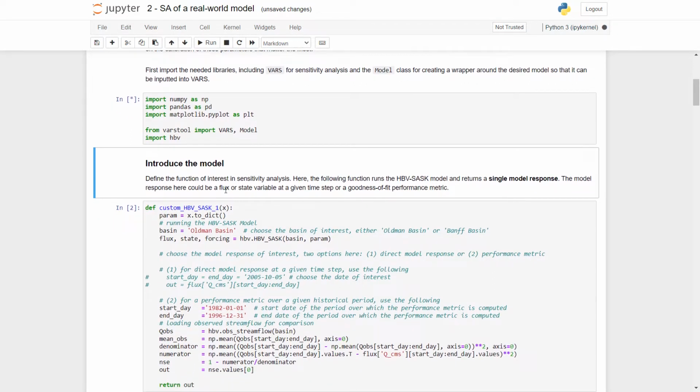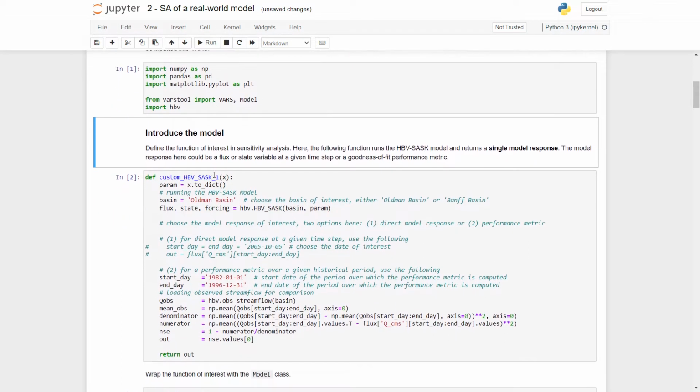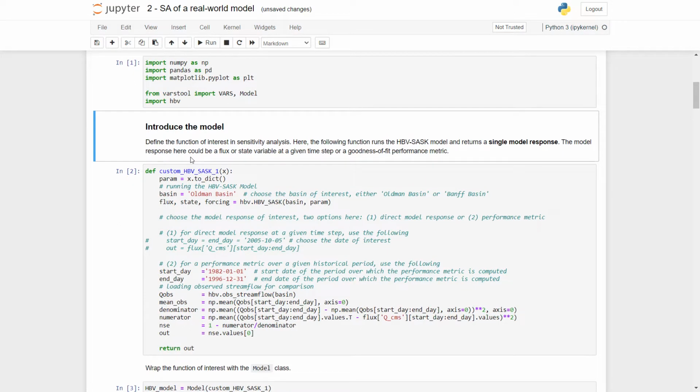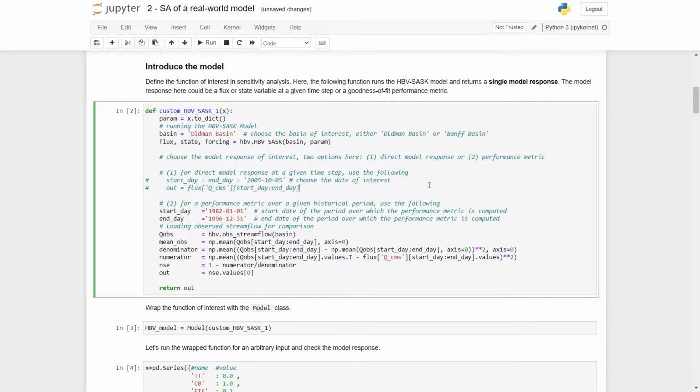Now, while this is running, we will introduce the model. This is done by defining a function of interest in sensitivity analysis. Here, the following function runs the HBV-SASK model and returns a single model response. The model response here could be a flux or state variable at a given time step or goodness of fit performance metric. So I will run this cell and define the function.